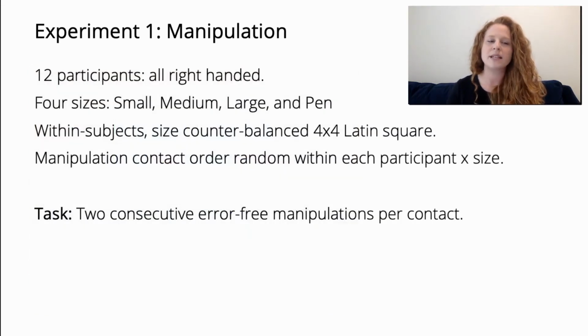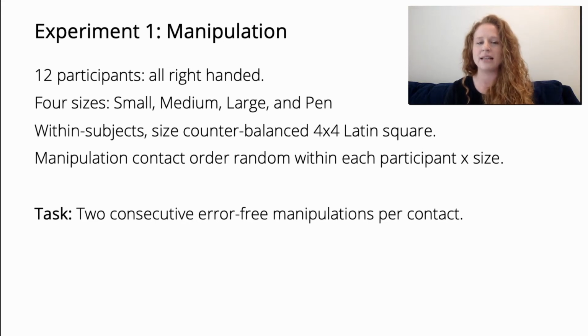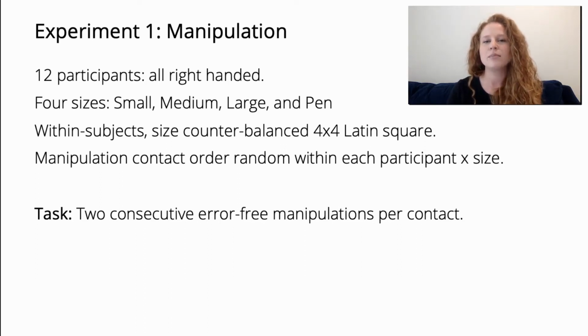We had 12 participants, all right-handed, 4 sizes, small, medium, large, and pen. Each participant used all 4 sizes, and size was counterbalanced using a 4x4 Latin square. And then for each participant, for each size, manipulation contact order was random, and they completed all manipulations that started from start corner. And then the task was, for each size, for each participant, they had to complete as many manipulations as were required to complete 2 consecutive error-free manipulations per contact.